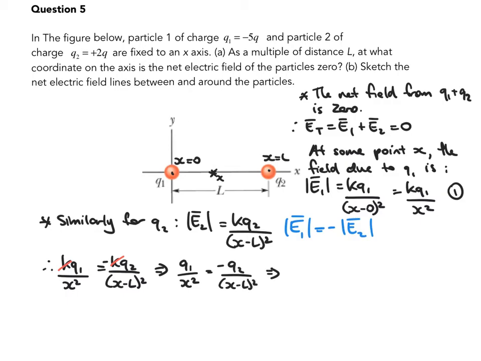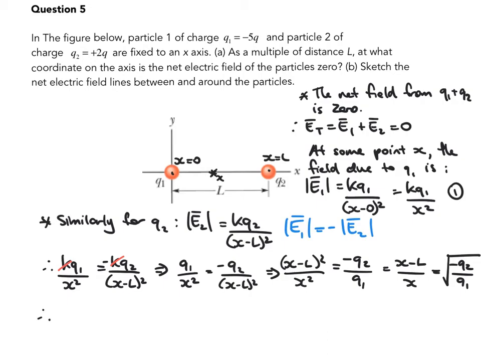So we want to try and get these x's by themselves. We'll get them on one side, so we can go x minus L squared divided by x squared, just crossing across, is equal to negative Q2 on Q1. So all we're doing here is algebra to try and get x by itself. We find the square root of both sides. We get x minus L over x equals root negative Q2 on Q1. Don't worry about that negative sign because we know that Q2 is negative anyway, so we're okay.